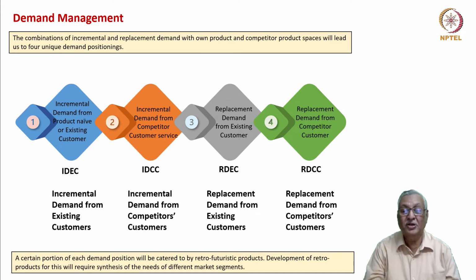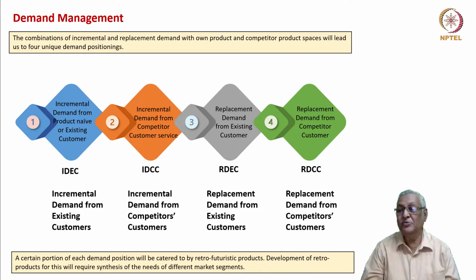Third, replacement demand from existing customers. That is, the products that are used by the existing customers are due for replacement, and therefore there is a very logical replacement demand that arises. The fourth one is the replacement demand from competitor customers. That is, the competitors' customers are wanting to replace their products.